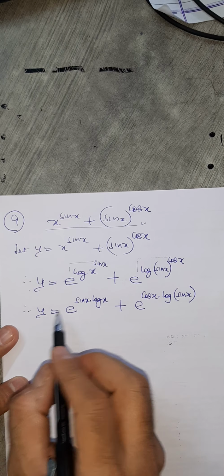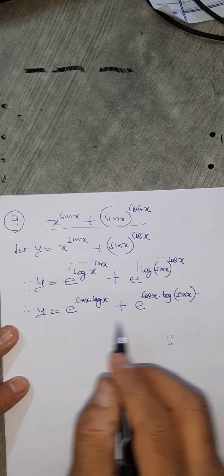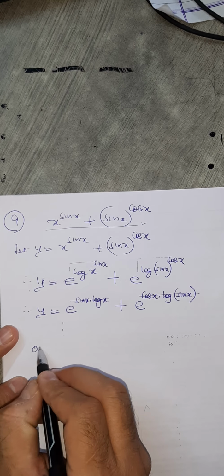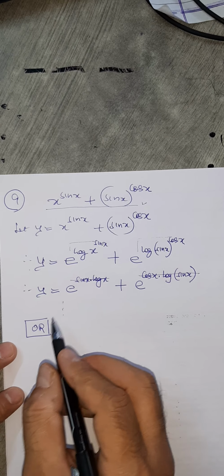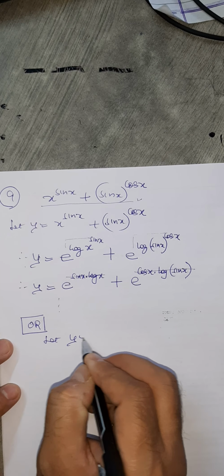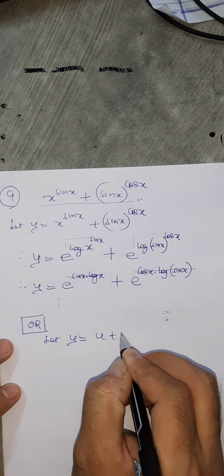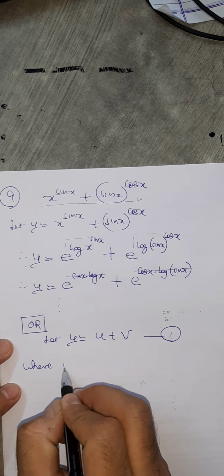Now you just continue this by chain rule. This is like e raised to x, this is like e raised to x, and then as usual. Or this is just to remind you, you can do whichever way you like. Let's take y equals u plus v. Call this as 1. Where what is u here?